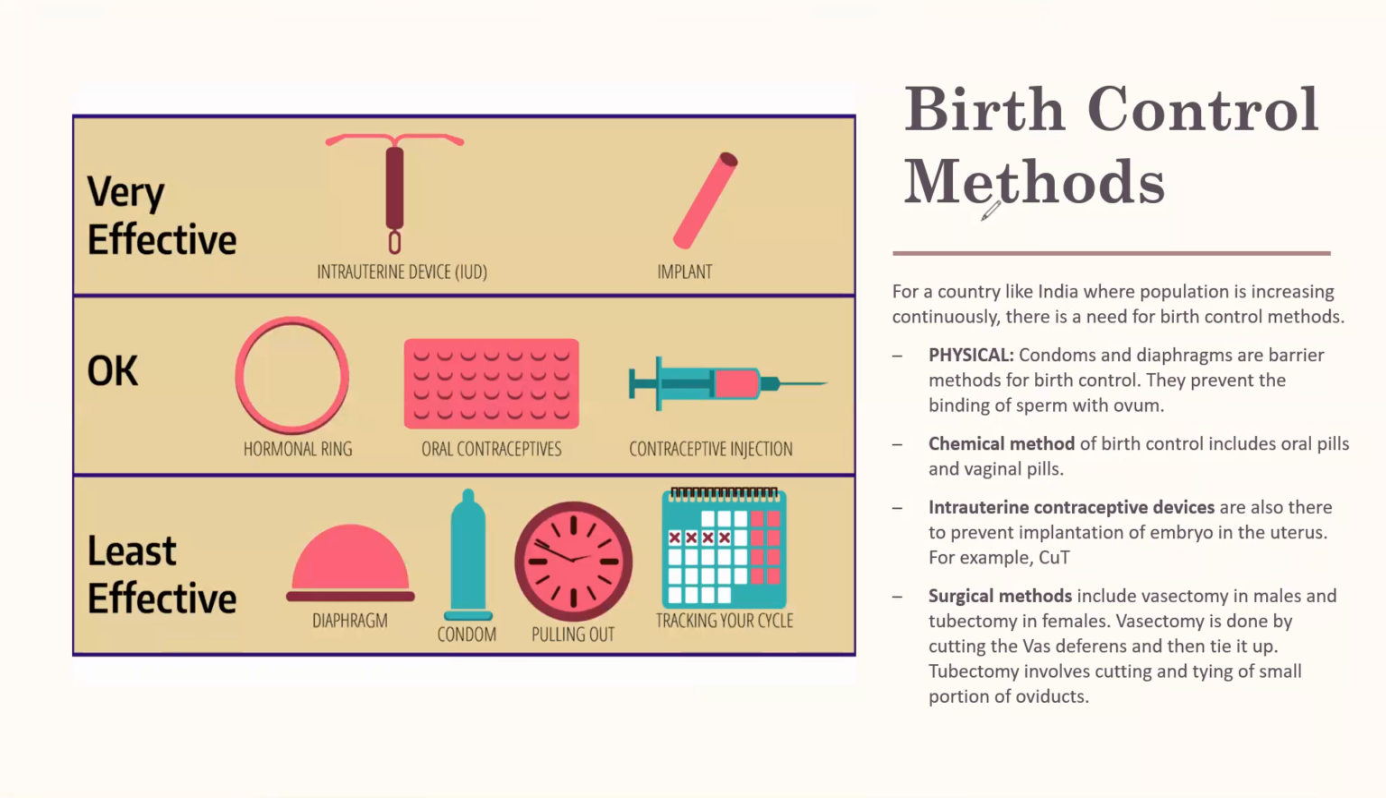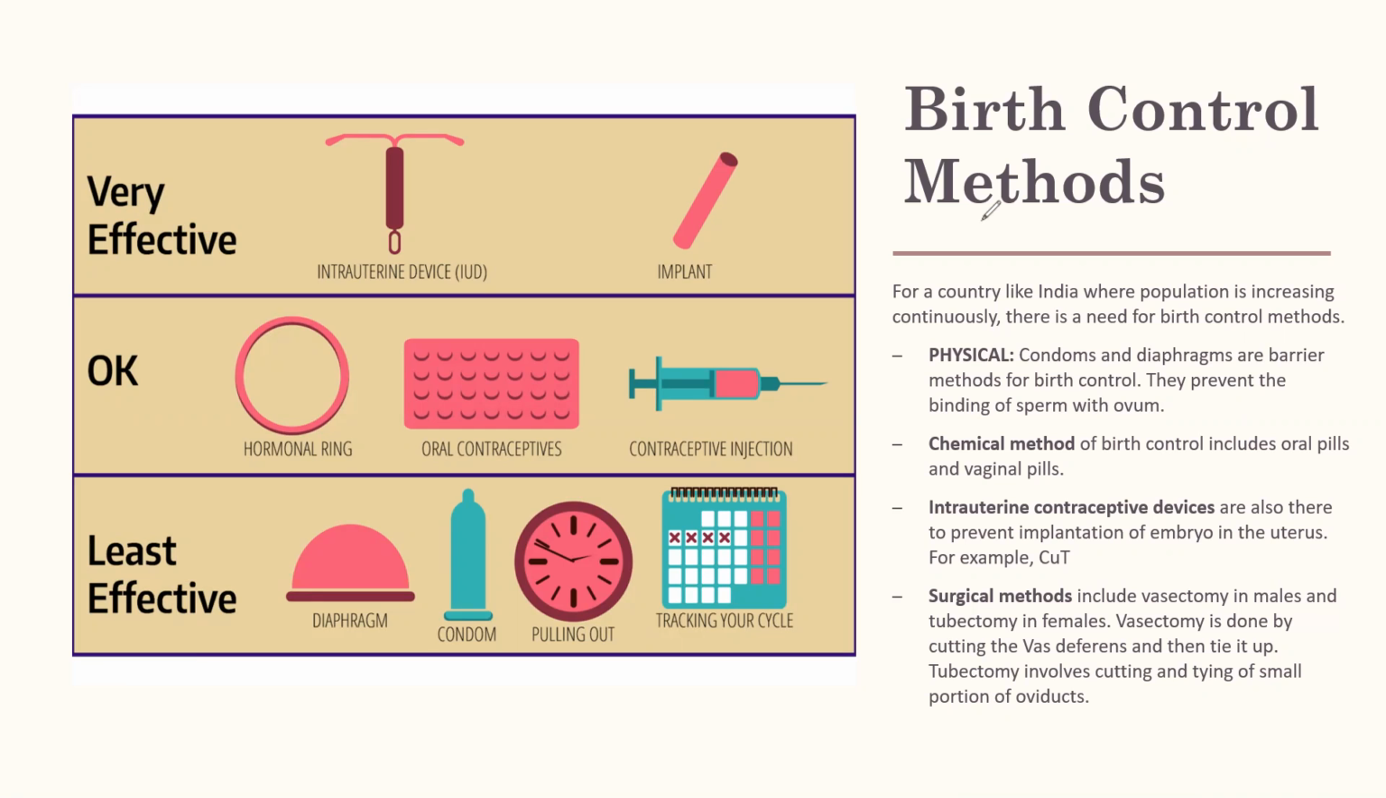Lastly, the birth control methods. For a country like India, where the population is increasing continuously, there is a need for birth control methods. There are four types: physical, chemical, intrauterine, and surgical methods. In physical methods, condoms and diaphragms are barrier methods for birth control. They prevent the binding of sperm with the ovum. Chemical methods include oral pills and vaginal pills. Intrauterine devices prevent implantation of the embryo in the uterus.